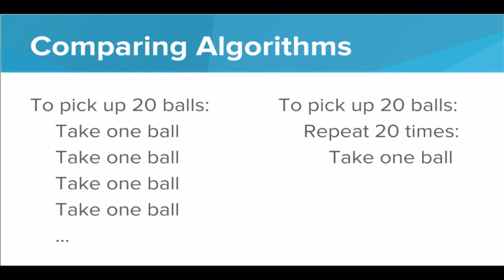What about this one? To pick up 20 balls, take one ball, take one ball, take one ball, take one ball, and just type that out 20 times. And this one, to pick up 20 balls, repeat the following 20 times: take a single ball. Which one's better here?